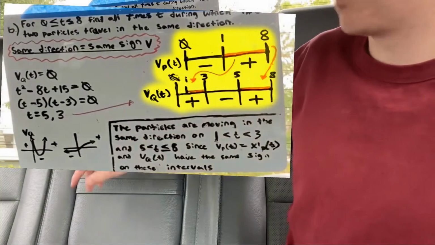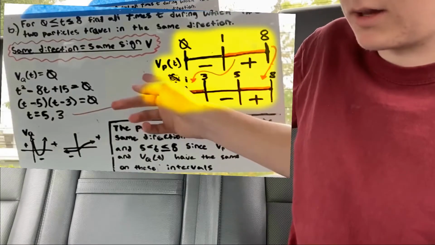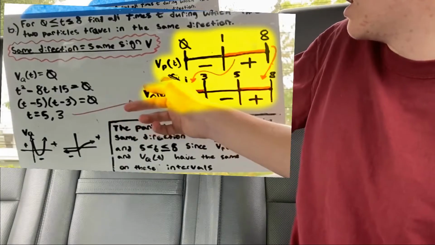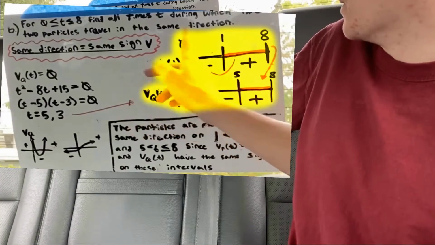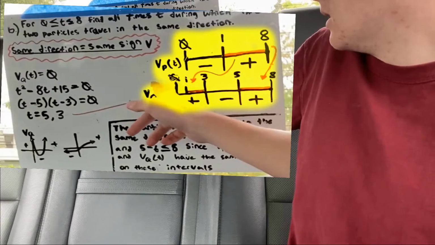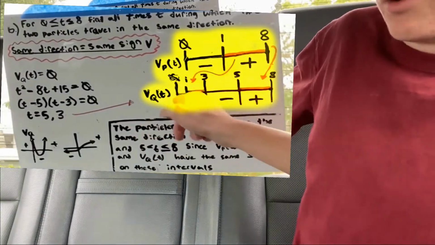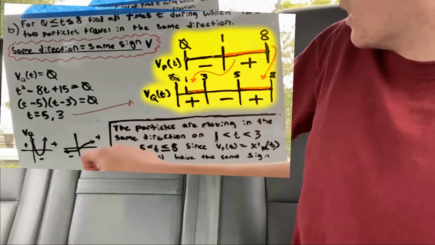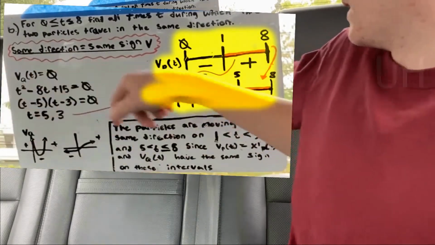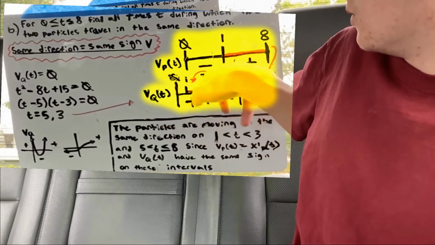And all you have to do at this point is take the sign chart that we got earlier from question A and compare it. So you compare the velocity of particle P to the velocity of particle Q, and you match up the intervals at which they are both the same sign. And that gives you 1 to 3 and 5 to 8.